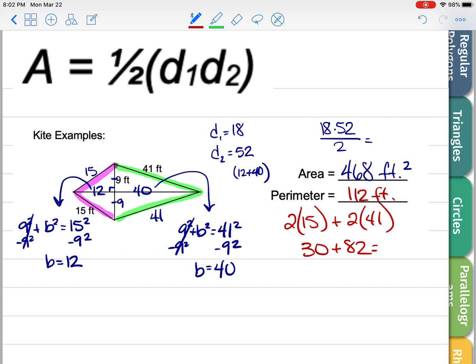So before you think about finding any of the answers with area and perimeter, find your missing pieces first. Look for those right triangles, look where you can use Pythagorean theorem to help yourself, and then once you have all those missing pieces, then find the area, then find the perimeter.